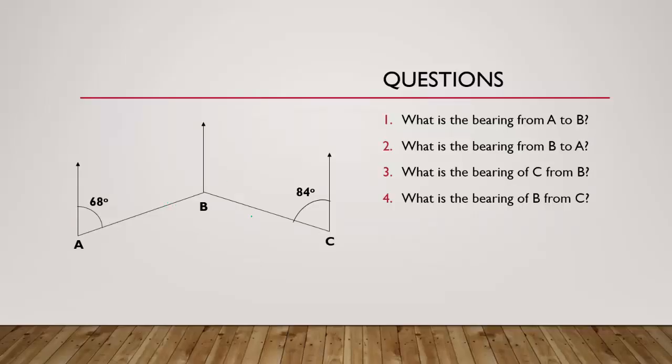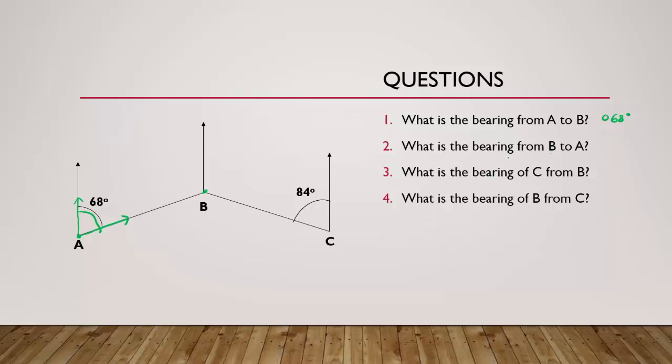So we've got points A, B and C. What is the bearing from A to B? So that means I am standing at point A, so there's my north line there, and I want to get to B. So I need to go in that direction there. And the angle clockwise is this 68 degree angle. So I just need to write that 68 degrees as a bearing. So that would be 68 degrees, but because it's a 2-digit number, I need a 0 in front of it. So it's 068 degrees. So that's the first one.